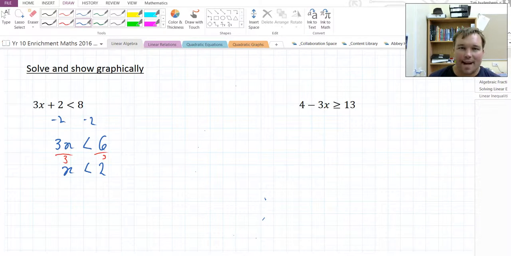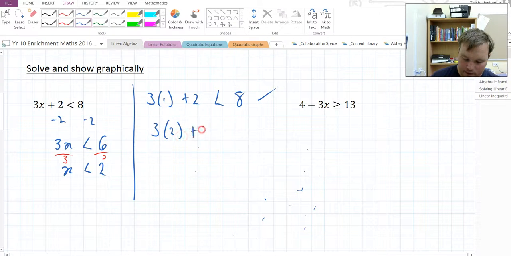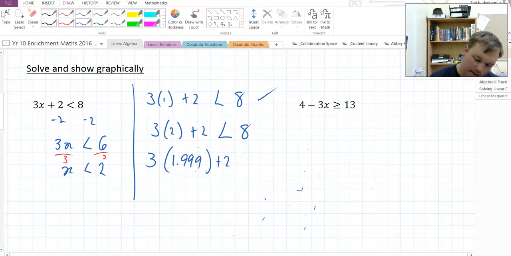What that means is that any number under 2 is an acceptable solution to this inequality. So for example, the most obvious one to pick is 1. 3 lots of 1 plus 2 is indeed less than 8. However, 2 is not an allowable solution, because 3 lots of 2 plus 2 is not less than 8. 3 lots of 2 plus 2 is 8, which means that it's not less than. However, 3 lots of 1.999 plus 2 is less than 8.